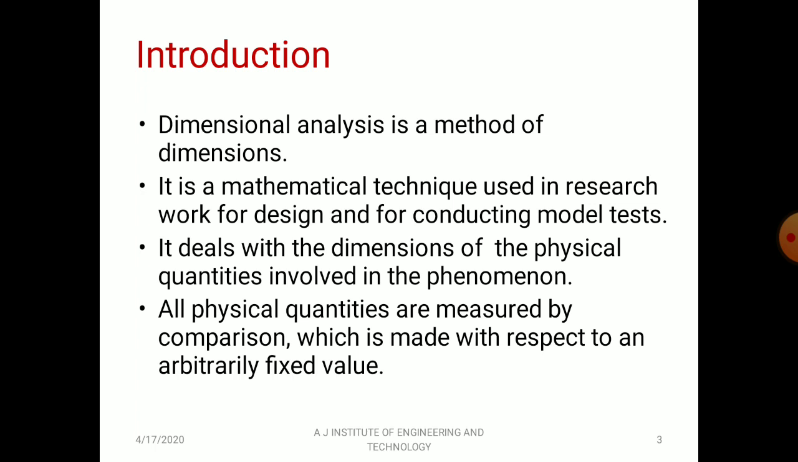Then it deals with the dimensions of physical quantities involved in the phenomenon or experimentation. So it is used to calculate or determine dimensions of various parameters involved in experimentation, namely dynamic viscosity, pressure, area, length, bulk modulus, and so on. All physical quantities are measured by comparison, which is made with respect to an arbitrary fixed value. In order to make comparison, we should have some standard value. These standard values in dimensional analysis are called fundamental quantities or primary quantities.